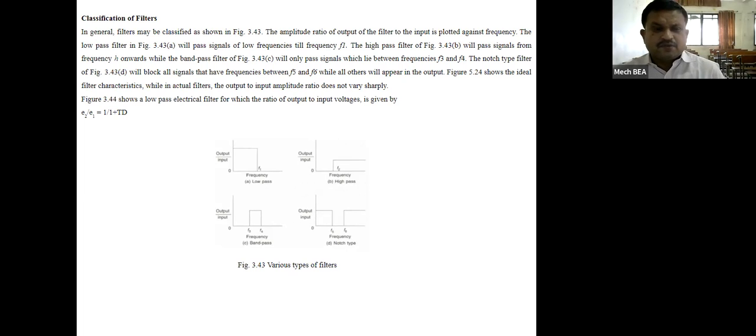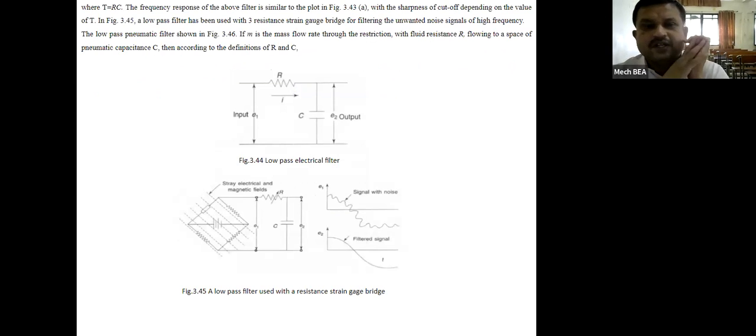Figure 3.44 shows a low pass electrical filter, for which the ratio of output to input voltage is given by E2 upon E1 is equal to 1 divided by 1 plus tau D, where tau is equal to RC. The frequency response of the above filter is similar to the plot in figure 3.43 with the sharpness of cutoff depending on the value of tau. In figure 3.45, a low pass filter has been used with a resistance strain gauge bridge for filtering the unwanted noise signals of high frequency.